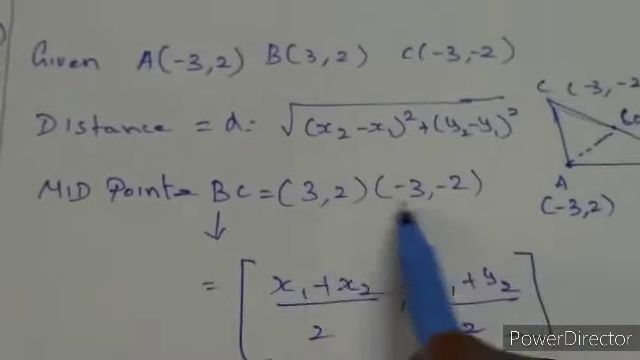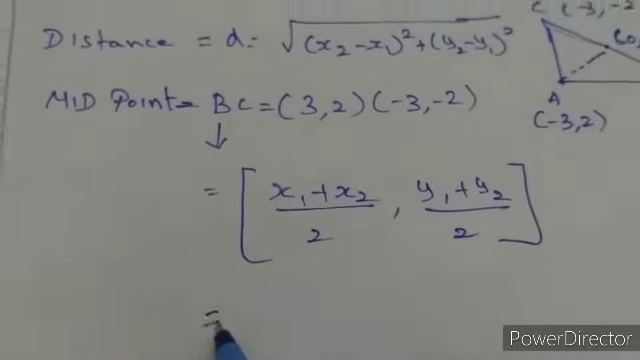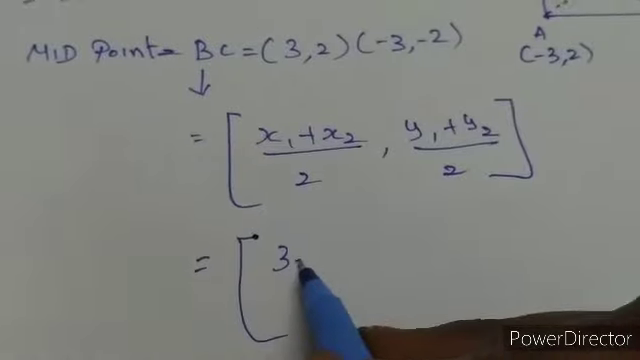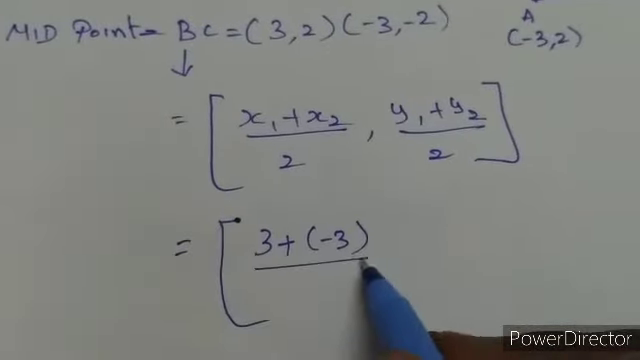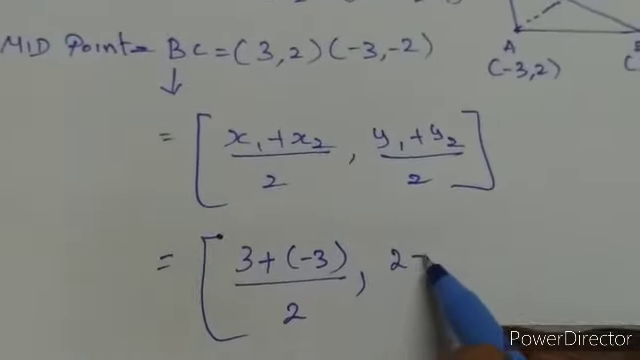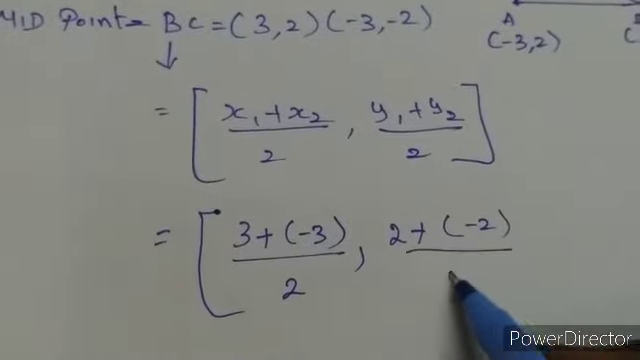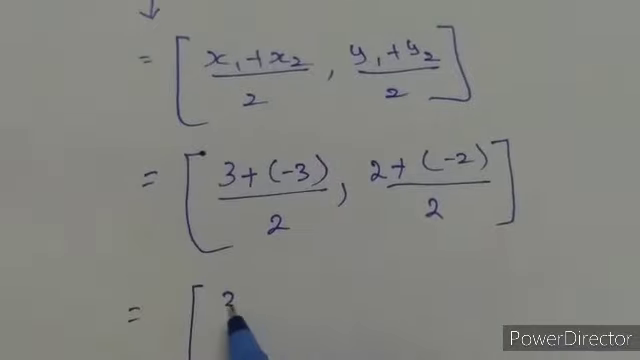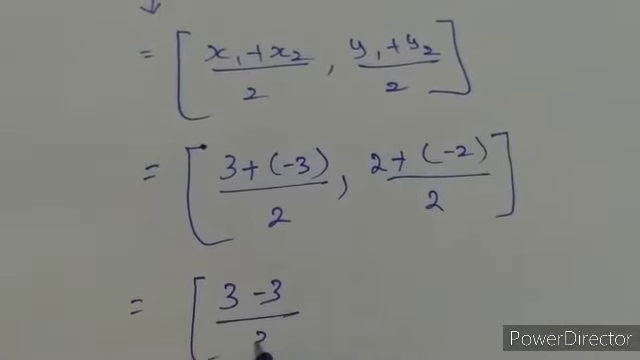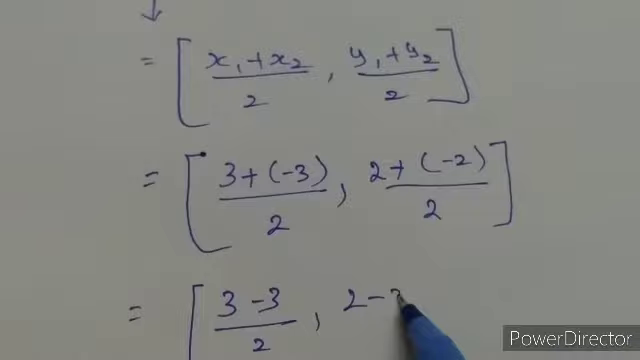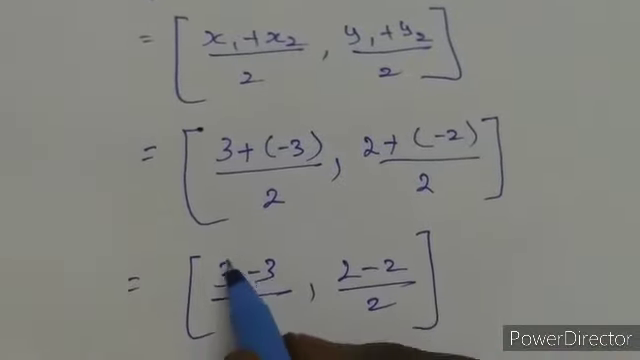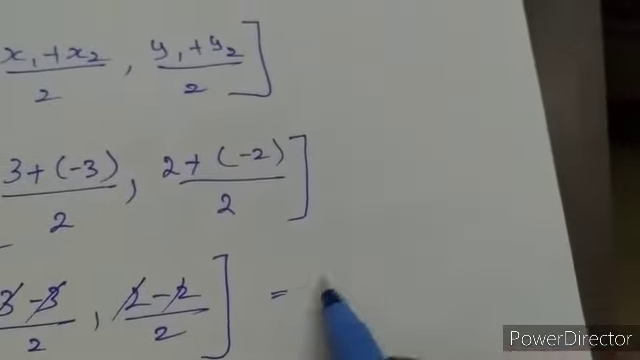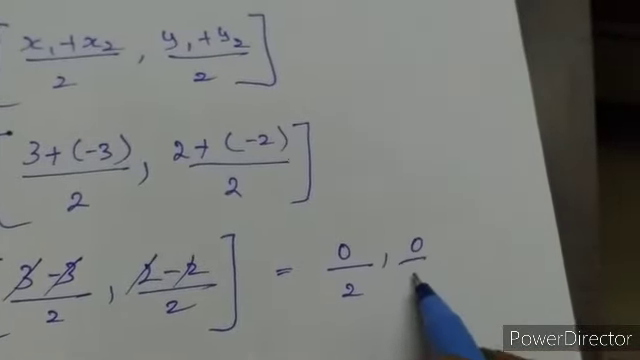So here the given points I am going to substitute in the formula. So that equal to 3 plus minus 3 by 2, 2 plus minus 2 by 2. So 3 plus into minus, minus 3 by 2 comma 2 plus into minus, minus 2 by 2. So you can cancel this, you will get 0 by 2 comma 0 by 2.